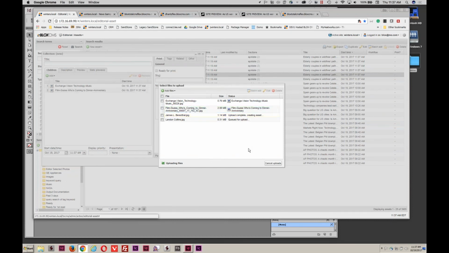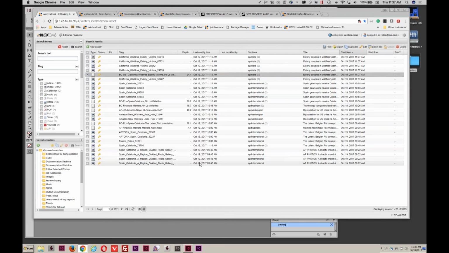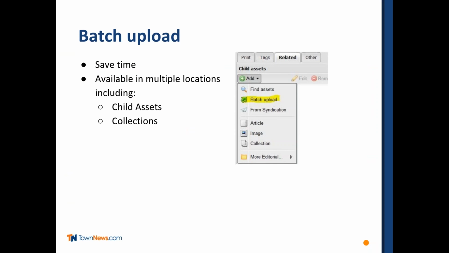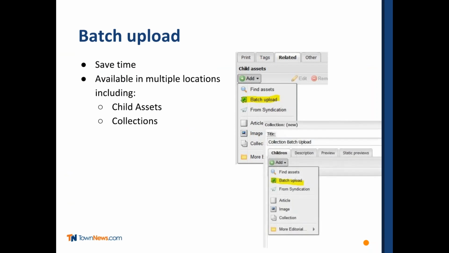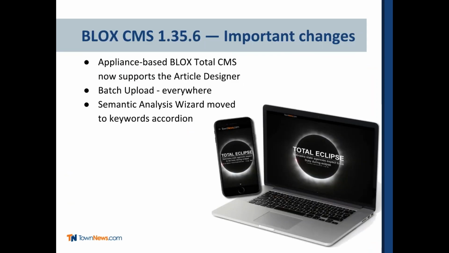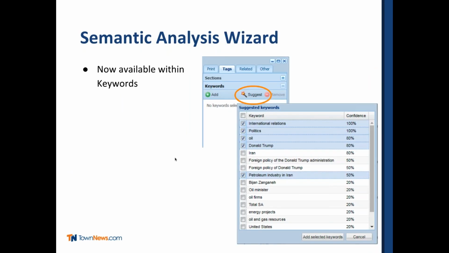The semantic analysis wizard, this is a minor thing, but it may throw people for a loop. It's moved. It used to be in the editing window, and now they really put it where it belongs, which is with the keywords. On the appliance, you have to actually set this up. In the hosted environment, it's live and it's there automatically. This actually happens to be some screen dumps from the hosted environment, but it works identically.